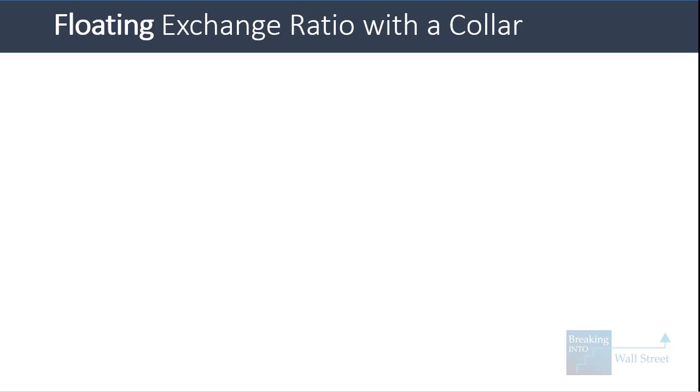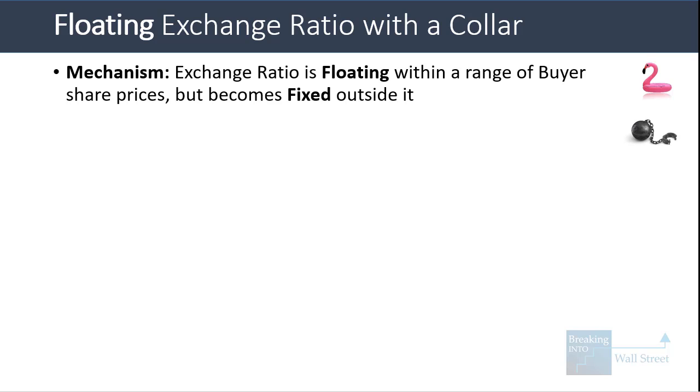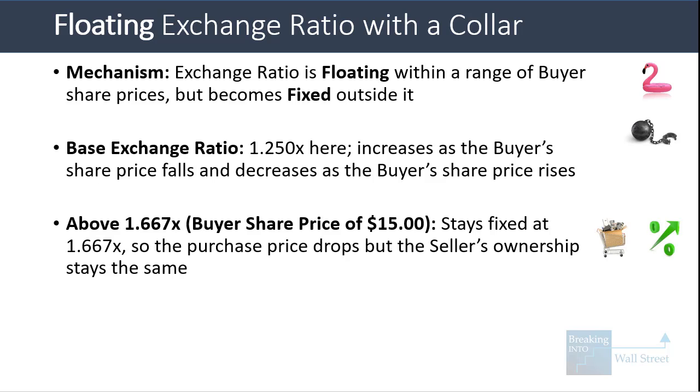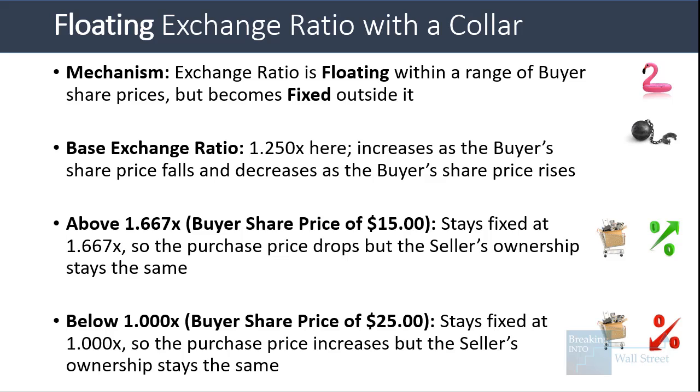Now, there's also a floating exchange ratio with a collar where the exchange ratio is floating within a certain range but becomes fixed outside of it. So for example, maybe the base ratio is 1.25x here. It increases as the buyer's share price falls. It decreases as the buyer's share price rises. And so we might say that maybe above the 1.667 range, it stays fixed at that 1.667. So the purchase price drops, but the seller's ownership stays the same. But then below 1x, maybe it stays fixed at 1x. So the purchase price increases, but the seller's ownership stays the same below that level.